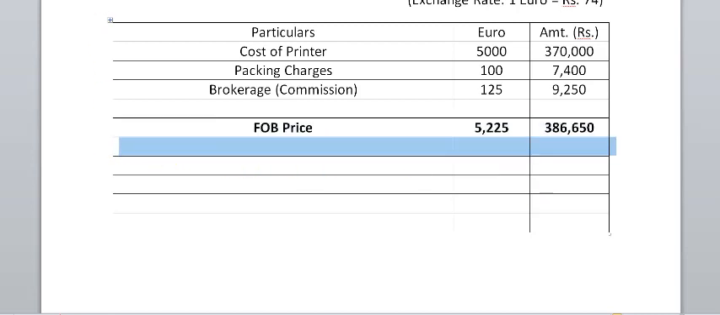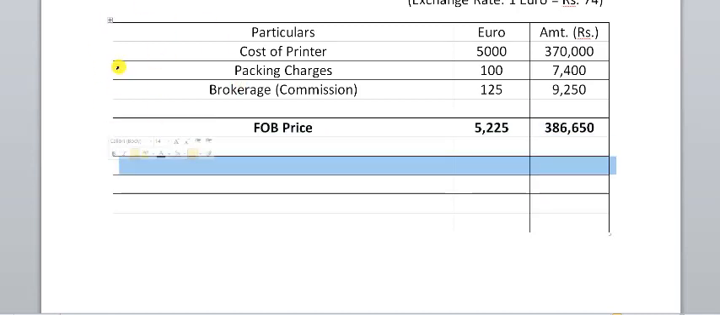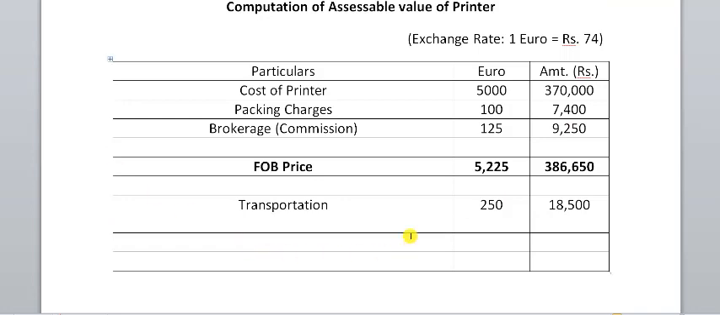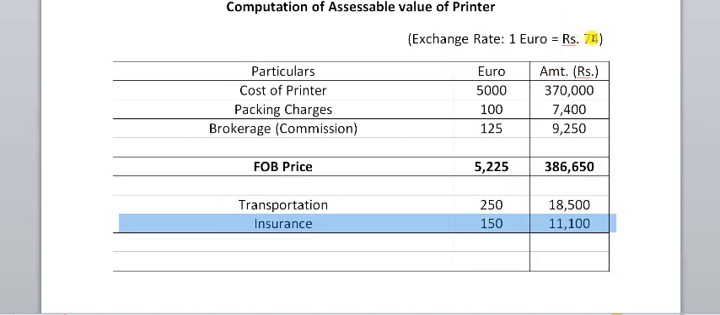3,86,650. You have to add transportation charges. Should we compare here? Should we do 20% and all here? Not required. Why? Because the mode of transport is not airways, the mode of transport is waterways. So 250 into 74, 18,500. Next, insurance 150 euros they have mentioned. So 150 euro into 74, 11,100.